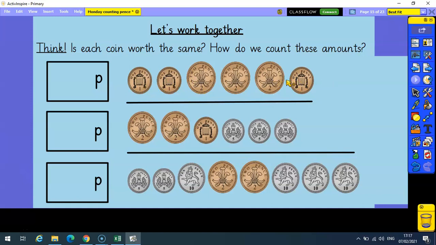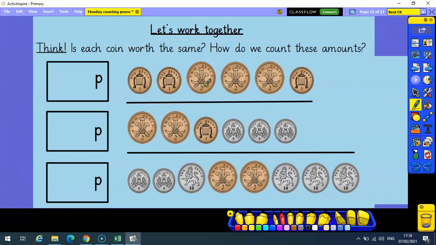Looking at these, what can you see that I've got? That's right, I've got some 1 pennies and I've got some 2 pences. So which ones do I count first? I count the largest coins first, the coins with the largest value first, and I group them into coins that are worth the same. Let's have a look here.